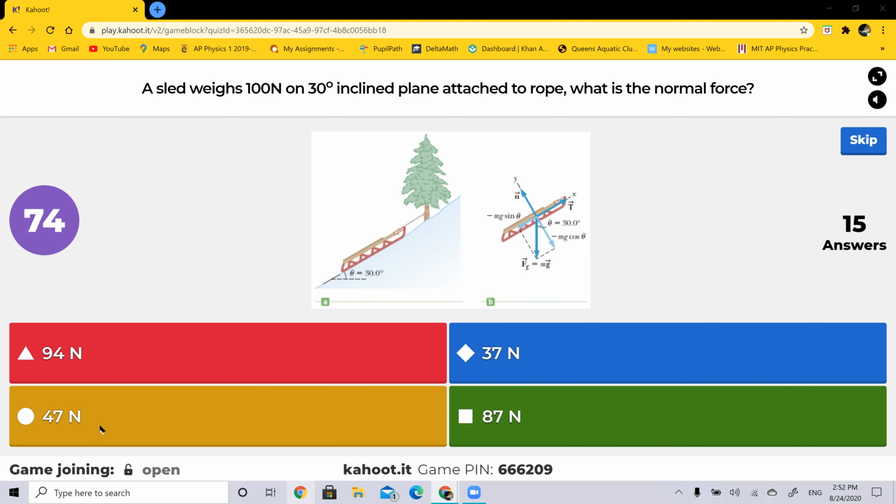Also, if your answer is negative, don't worry, because g is negative 9.81. So when you times that by negative m, it cancels to positive.